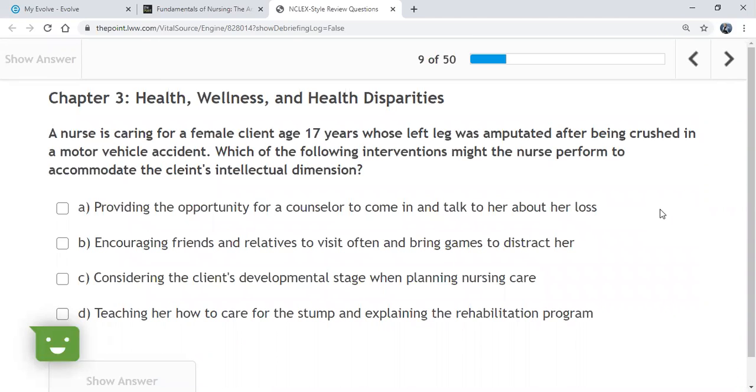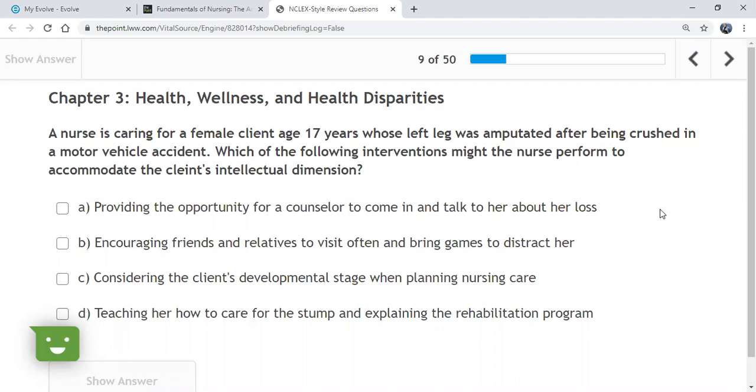All right, the nurse is caring for a female client age 17 whose left leg was amputated after being crushed in a motor vehicle accident. Which of the following interventions might the nurse perform to accommodate the client's intellectual dimension? So 17 years old, what is that developmental level? And that's what it's asking you. Do you know what the developmental level is that would meet this child's needs? Is it D? I said B. D.